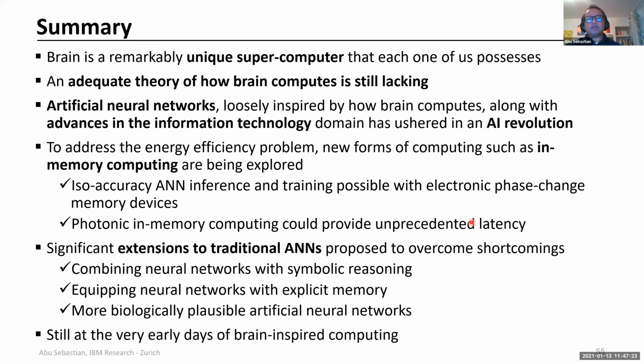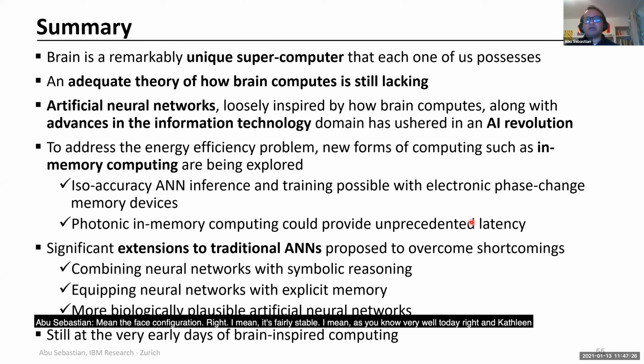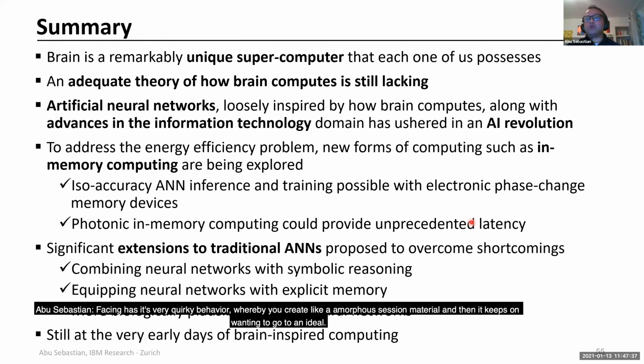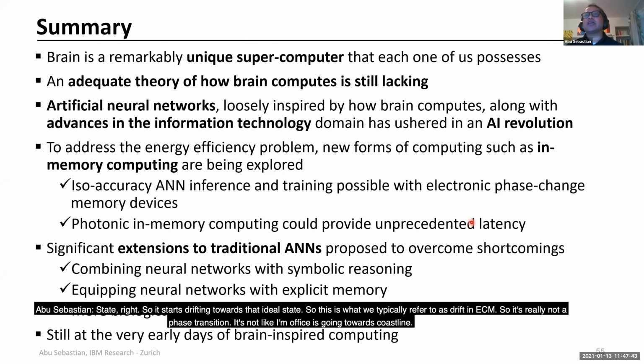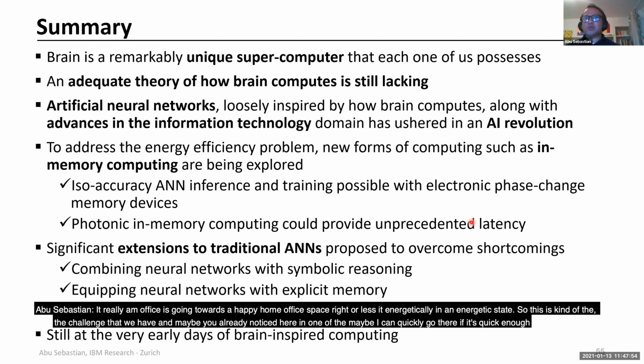Yeah, so I think the phase configuration is fairly stable, as you know very well too, right? But the challenge, of course, is resistance drift. This is one of the things where phase change has this very quirky behavior, whereby you create an amorphous phase change material, and then it keeps on wanting to go to an ideal glass state, right? So it starts drifting towards that ideal glass state. This is what we typically refer to as drift in PCM. So it's really not a phase transition. It's not like amorphous is going towards crystalline. It's really amorphous going towards a happier amorphous phase, right? Or a less energetic state. So this is the challenge that we have.